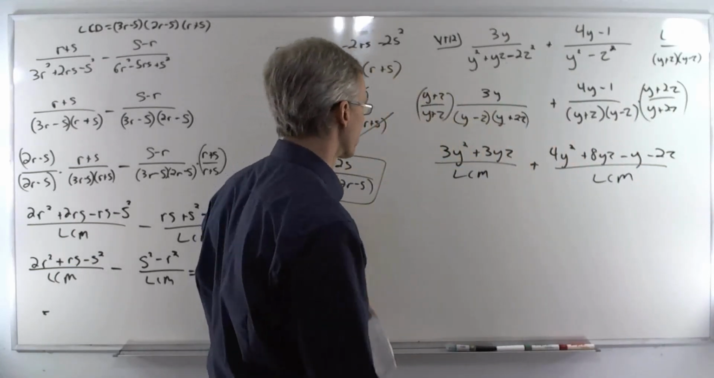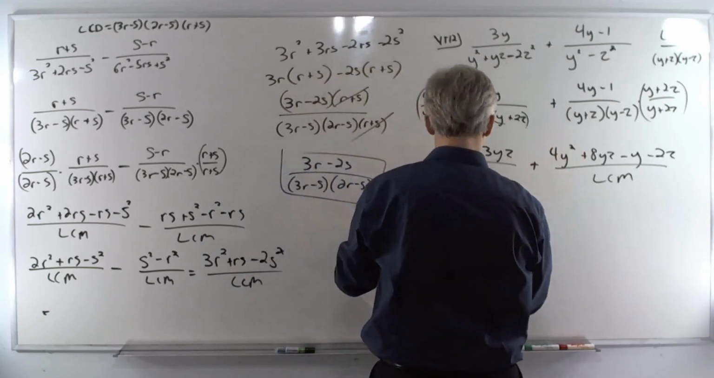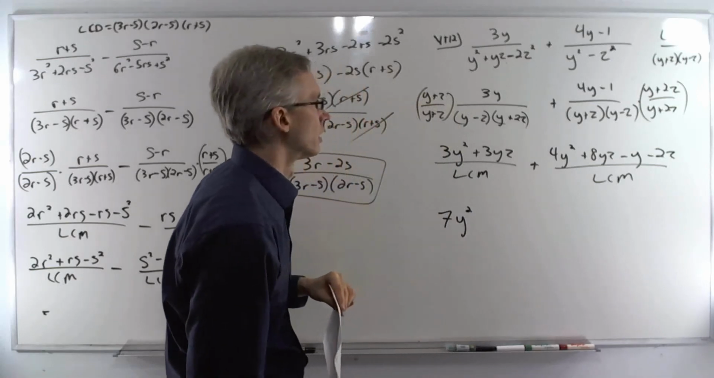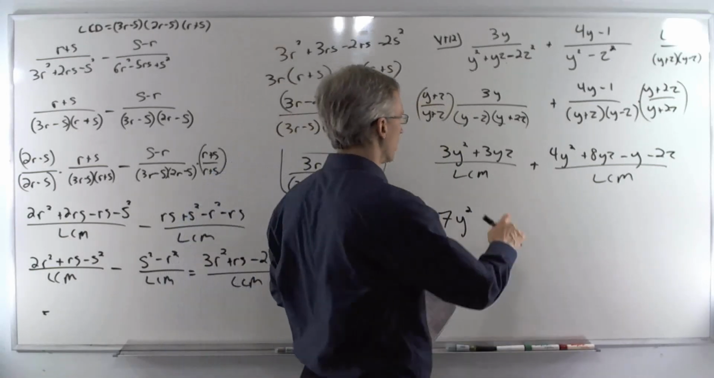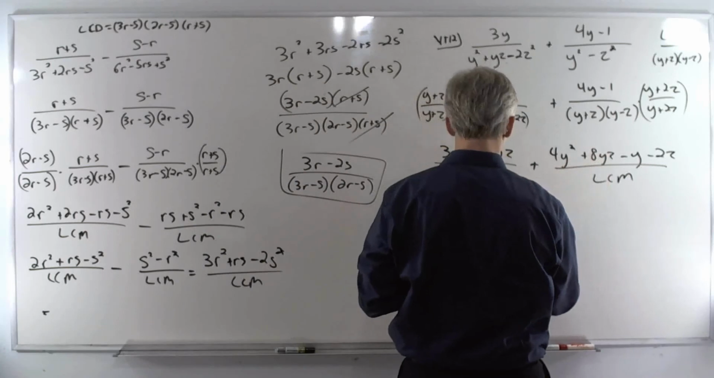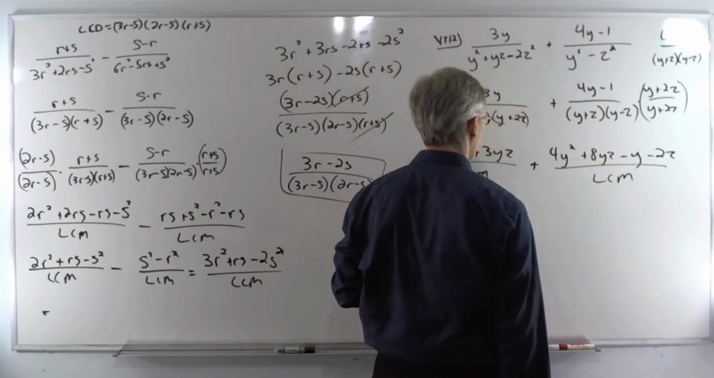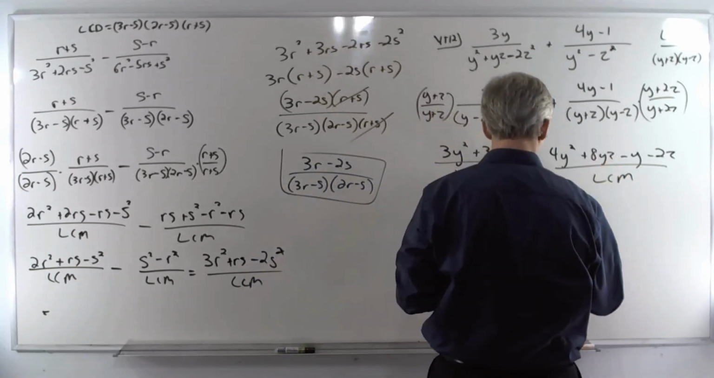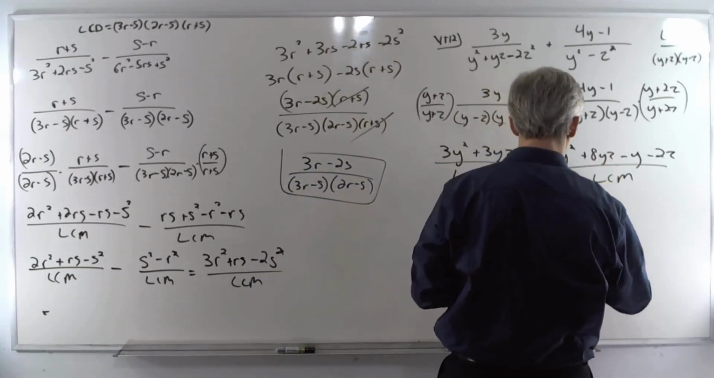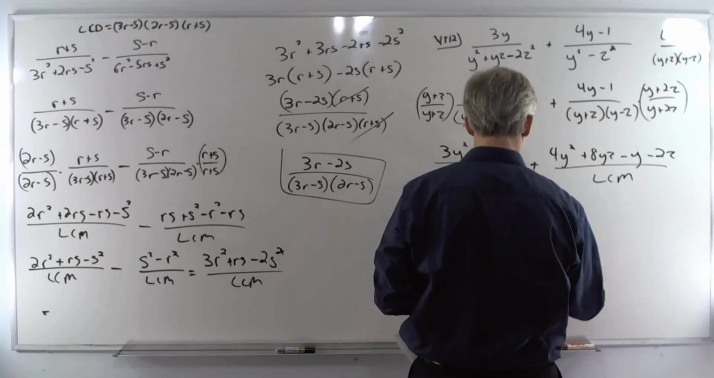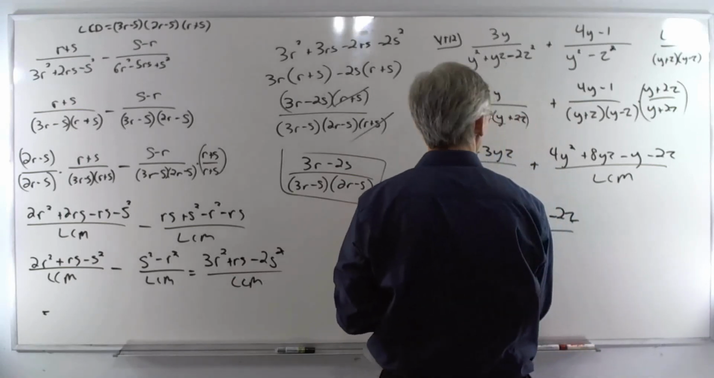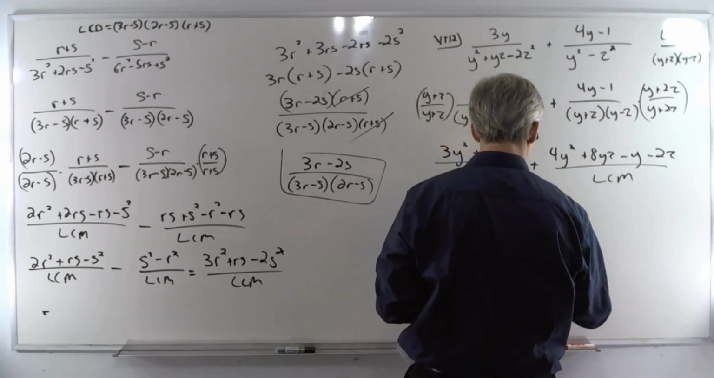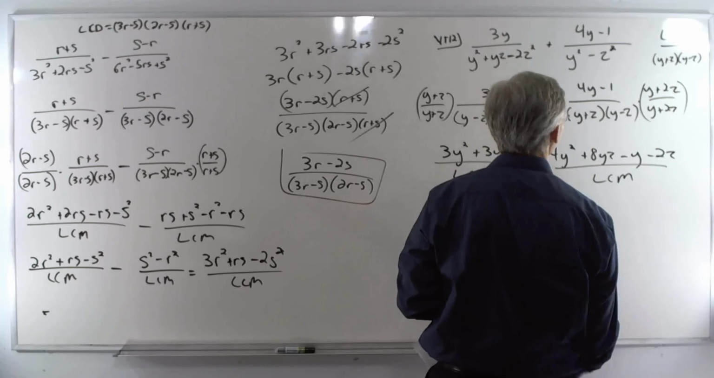Right, now we can combine like terms. 3y squared plus 4y squared, that is 7y squared. All right, now we can do the yz terms. 3yz plus 8yz, that's 11yz. We got a negative y and negative 2z. Nothing to combine with those. All over y plus z, y minus z, y plus 2z.